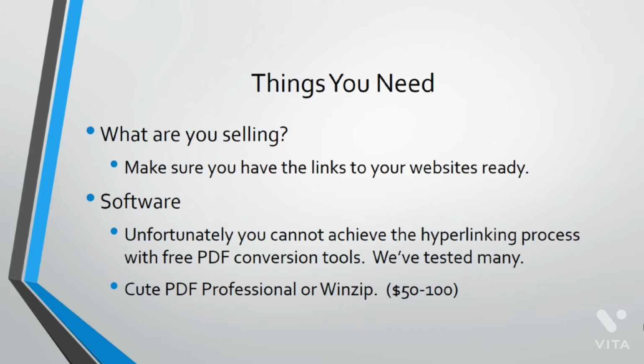Now, we are going to be using 2 pieces of software. One is called Cute PDF Professional, and I've been using that for a long time, well over about a decade, and they've been around for a long time. Or you can also use WinZip. WinZip is great, but it's pretty basic, and it's a win-win situation because you can also zip files up. You can actually do a lot more than just zipping files, believe it or not.